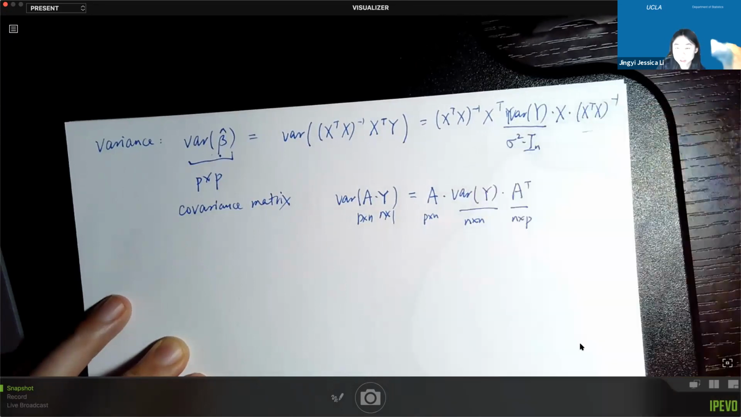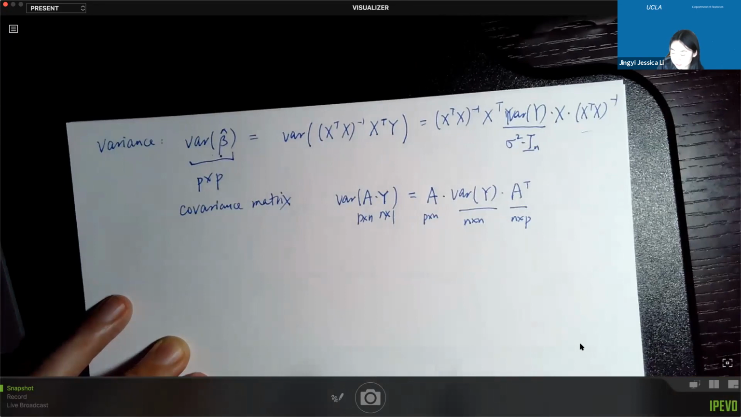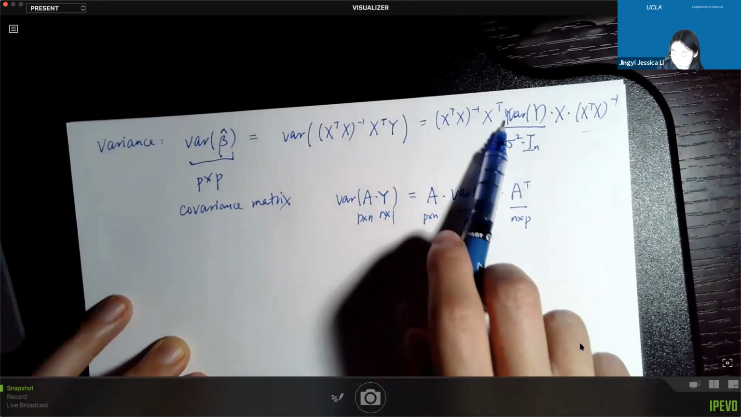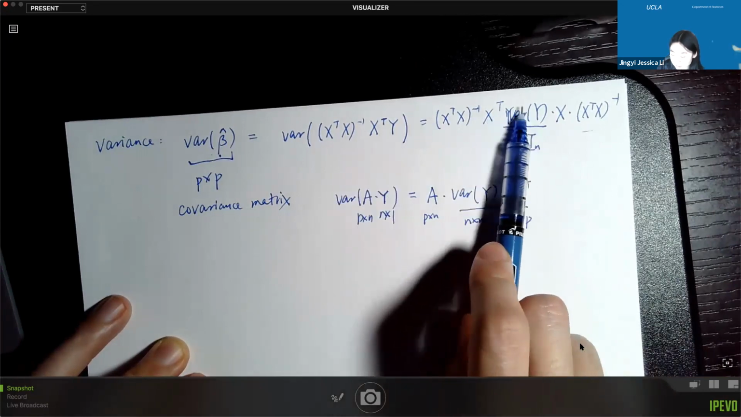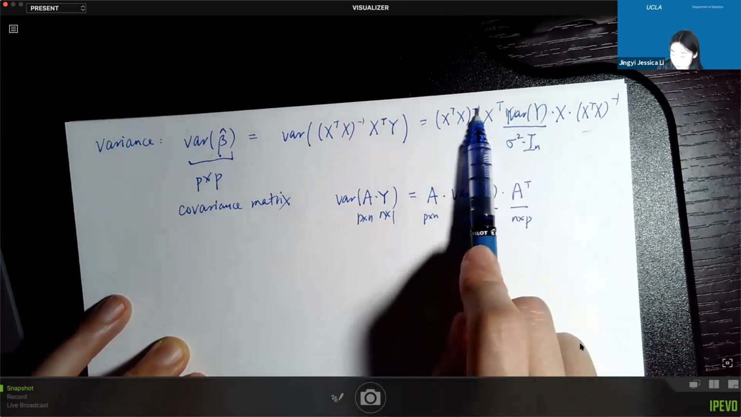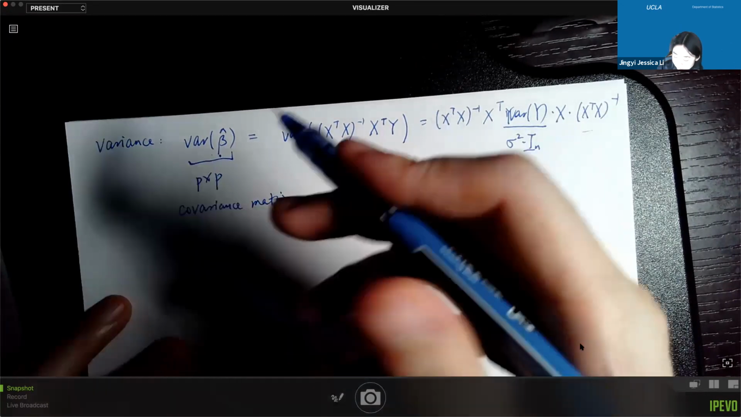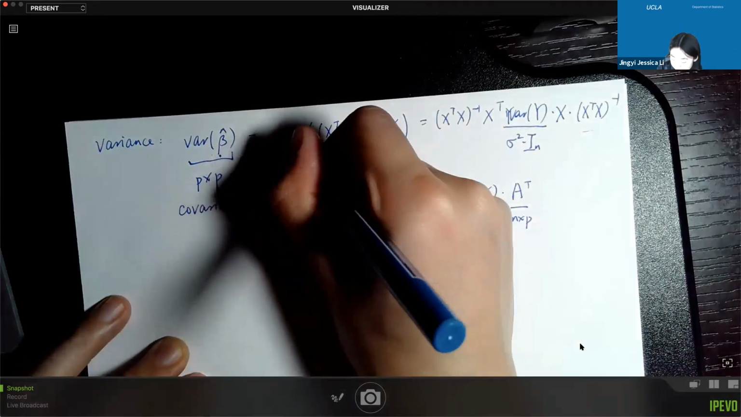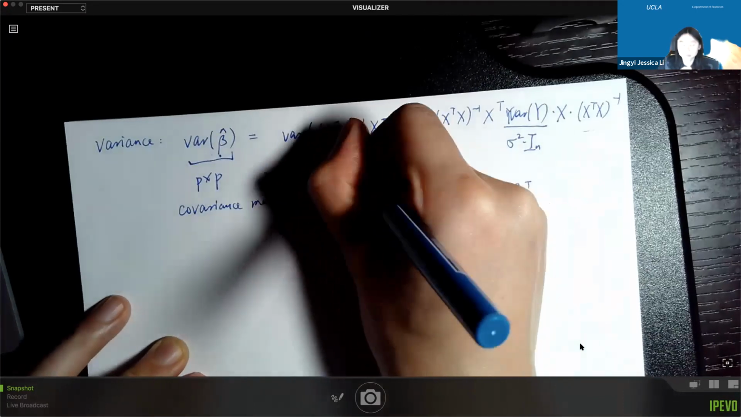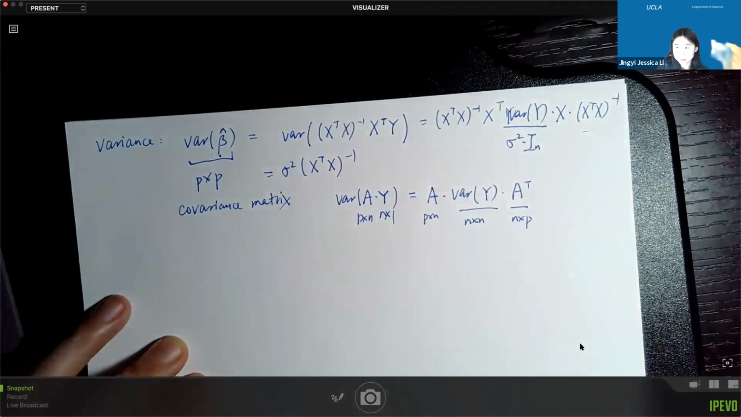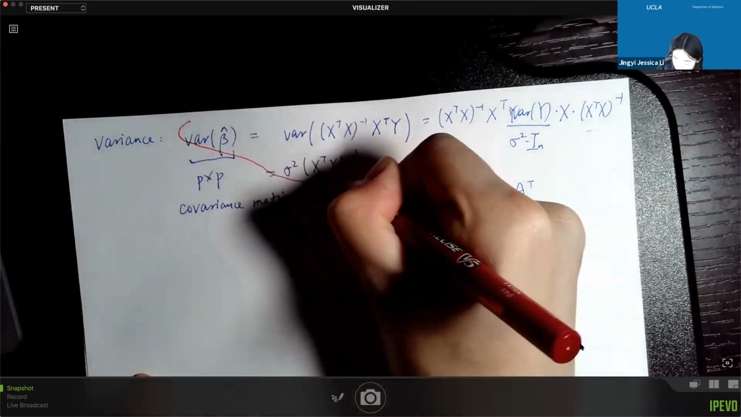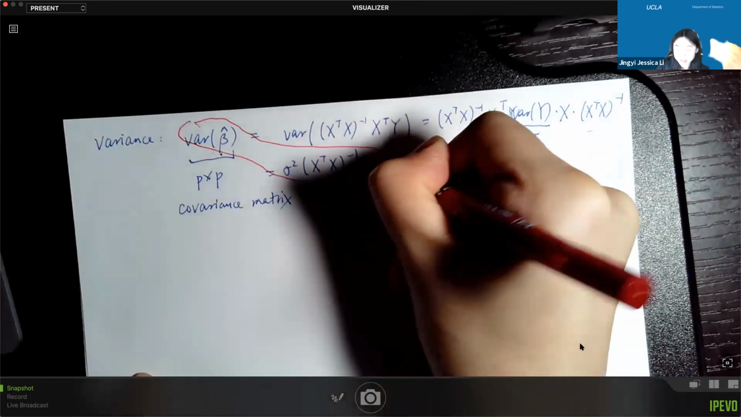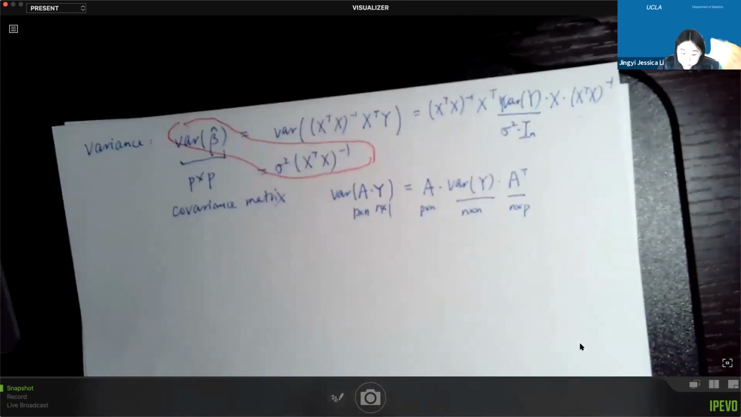This is an n-dimensional identity matrix. So we can basically move sigma squared to the front. And moving this to the front, we can see that X transpose X are together, and we can cancel out one copy, and we will get sigma squared times X transpose X inverse. This is the second most important result about linear modeling. It's about the variance of the least squares estimate.